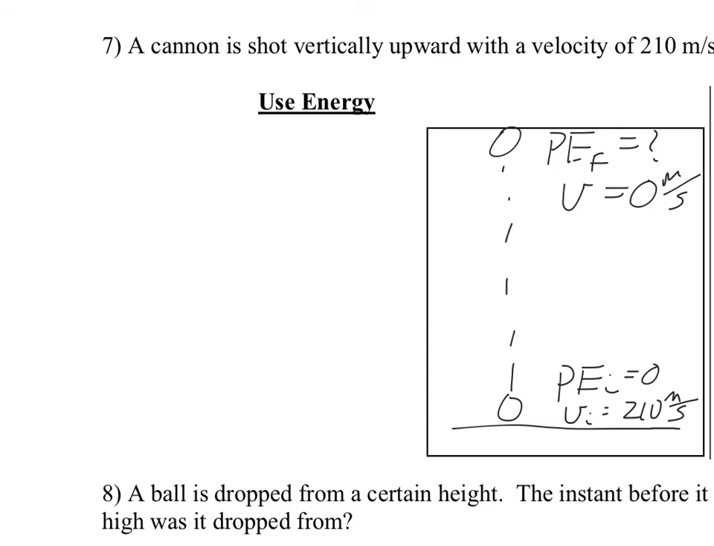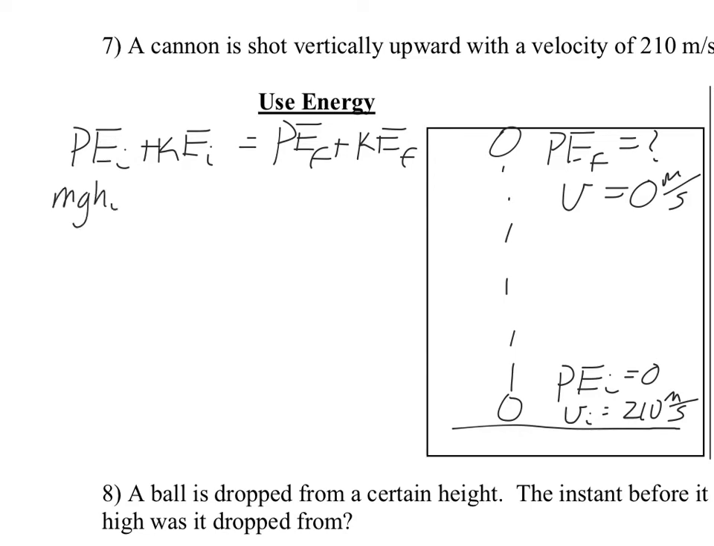To find the height, we can use our conservation of energy equation. We're going to leave Q out of this because there's no mention of friction, no mention of internal energy or anything like that. So we have potential energy initial plus kinetic energy initial equals potential energy final plus kinetic energy final. Now if we plug everything in, we have mgh initial plus 1/2 m v initial squared equals mgh final plus 1/2 m v final squared.